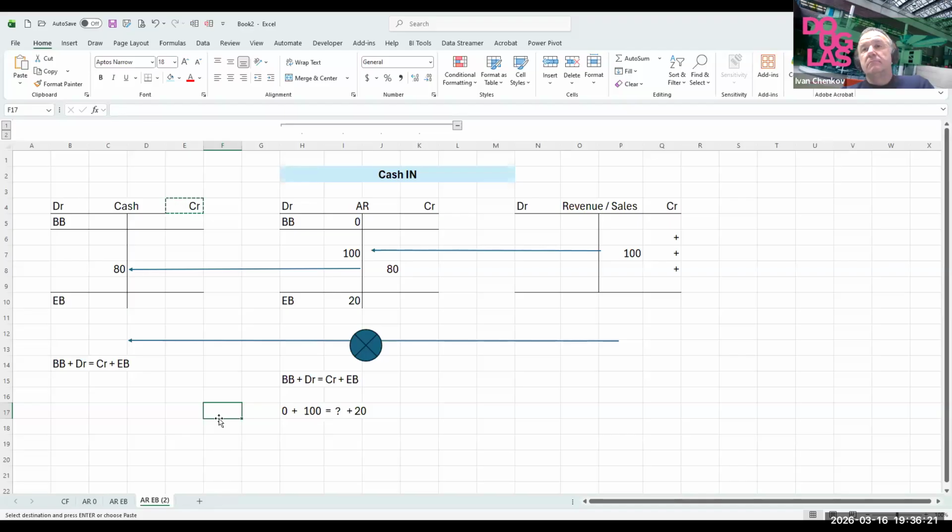Okay. So now, let's go a little bit further. We're gonna leave the sales at 100. But now, let's play with something else. My accounts receivable balance at the beginning of the period was 30. My ending balance is 0. How much cash did I collect?